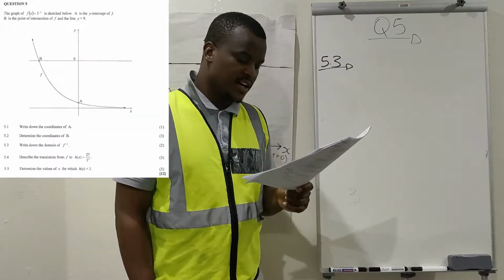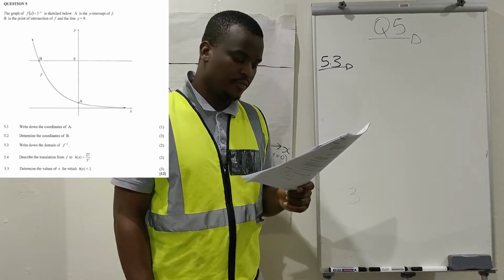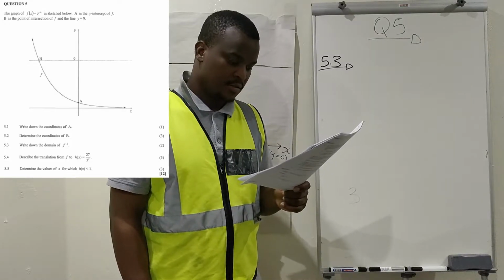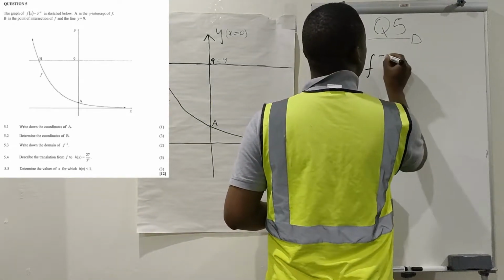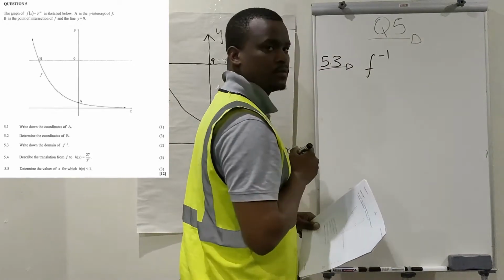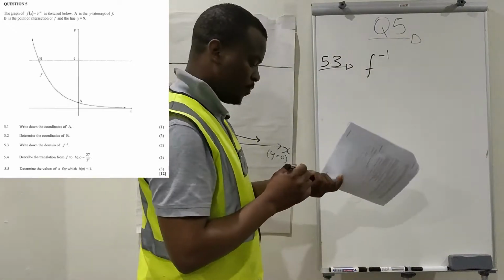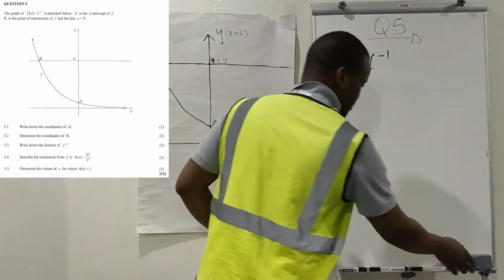5.3 reads as follows. Write down the domain of f inverse. So write down the domain of the inverse of f. What they want you to do is find the domain of this inverse. Let me just write it down like this.